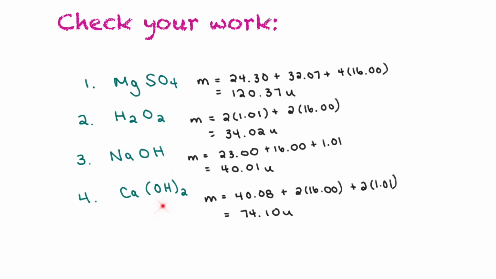Our last example, we're dealing with the polyatomic ion again in some brackets. So we have 1 calcium, so 40.08, plus 2 oxygens, so 2 times 16, and 2 hydrogens, so 2 times 1.01. And that gives you a grand total of 74.10 atomic mass units.